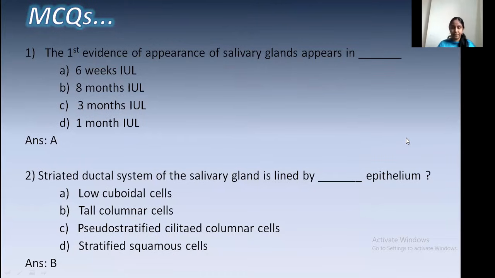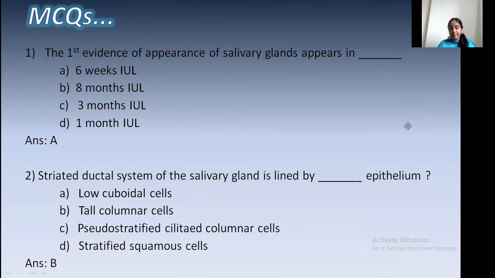MCQs. The first evidence of appearance of salivary glands is option A, 6 weeks of intrauterine life, 8 months of IUL, 3 months of IUL, and 1 month of IUL. IUL is intrauterine life. First evidence of appearance of salivary gland is 6 weeks of intrauterine life. And the salivary glands which we see are parotid and the submandibular gland.